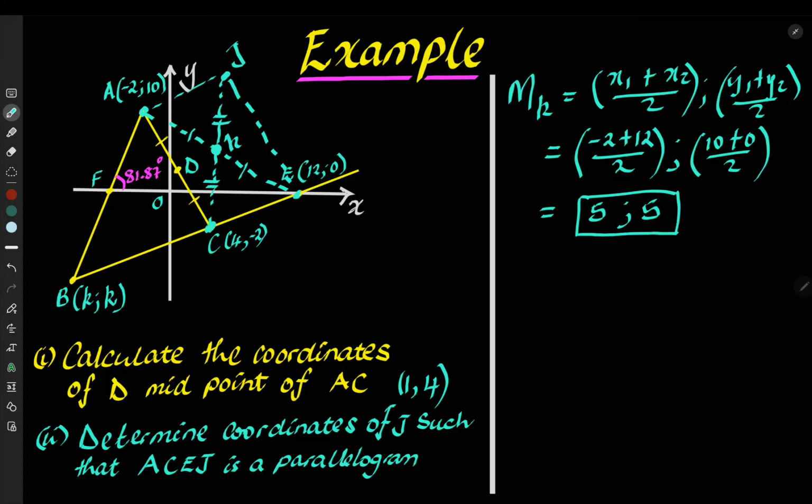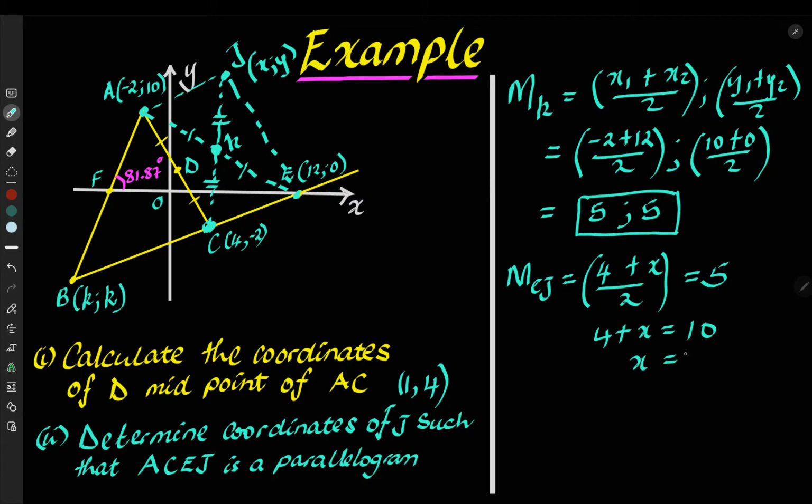So this is also the midpoint of the line CJ. The midpoint of AE is the same as the midpoint of CJ, because remember, we said the diagonals of a parallelogram bisect each other. So with that in mind, we can go ahead and find the midpoint K using the coordinates of J. Let's say the coordinates of J here are X and Y. So to calculate the midpoint of CJ, that will be equal to 4 plus X divided by 2. And because it's the X value, this should be equal to 5, because we know already the midpoint value. So this can be simplified further to be 4 plus X is equal to 10, and X is equal to 6.